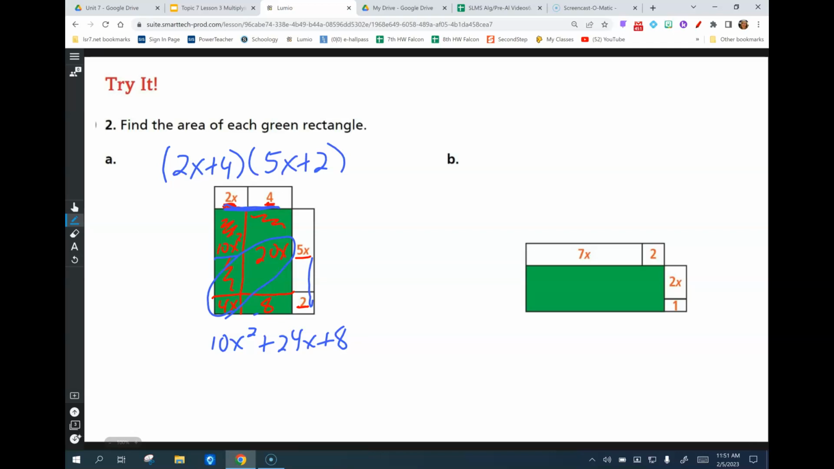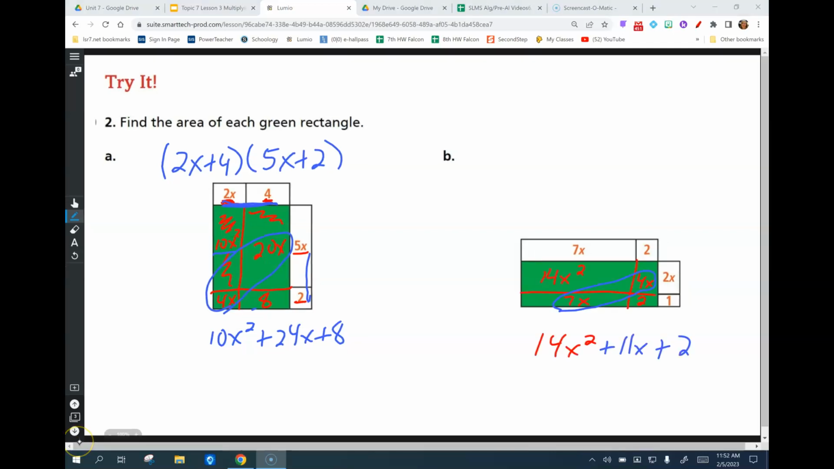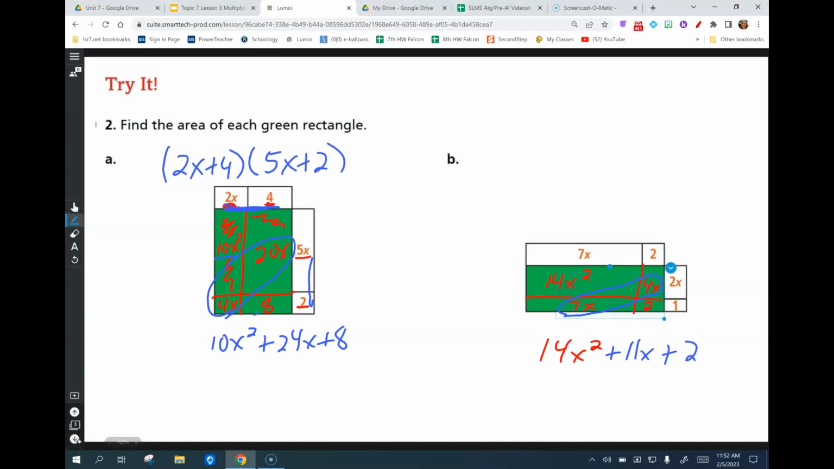Okay, so if you want to try B right now, I'm going to pause. I'm going to do it. You do it. Go. So when we found the area of the green part, we actually just broke it down into little rectangles and we multiplied. You can see that I circled the like terms and I combined those.